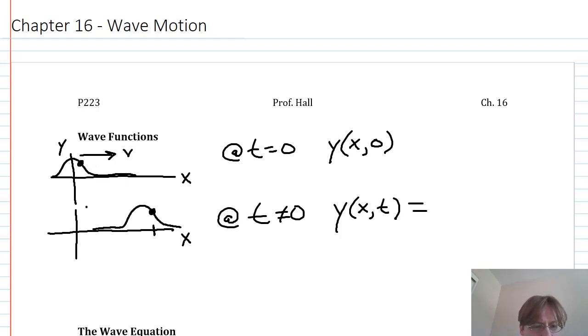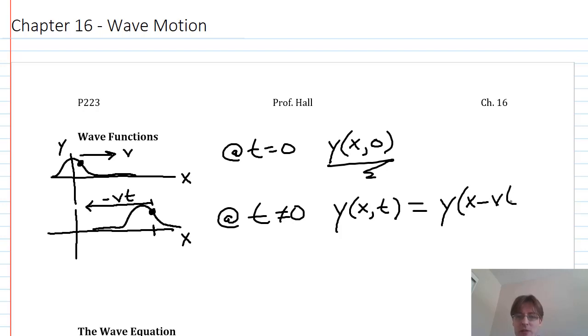The only difference is I have to look back by a distance minus vt. That's what happens when the pulse doesn't lose any shape. All I have to do is look back to see what the y value is. So in other words, I just take exactly the same function as at t equals 0, but I replace x with x minus vt. So this is just equal to y of x minus vt, comma 0.